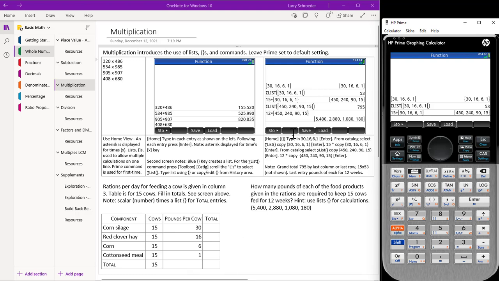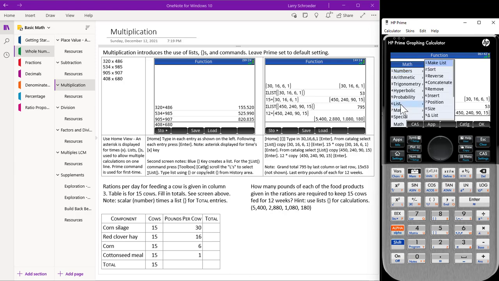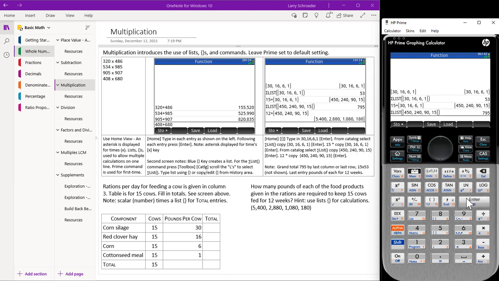Now we would like to total this up. So again, we'll go to our toolbox. We'll go to our list. We'll scroll down till we get sum list. Then we'll copy this list into our sum list function. And we'll press enter and end up with our answer 7095.